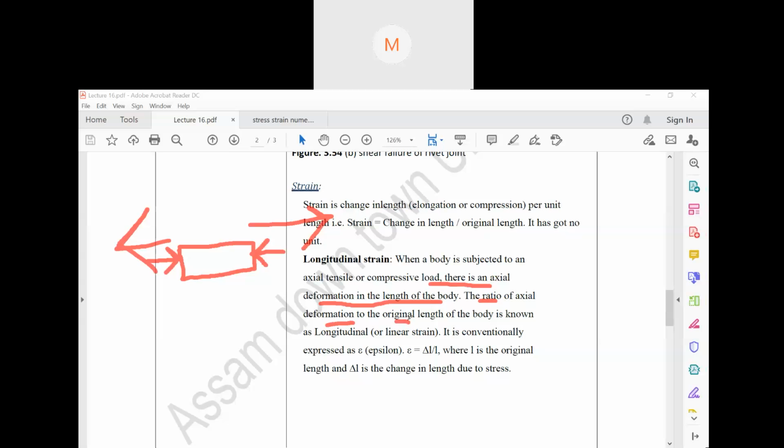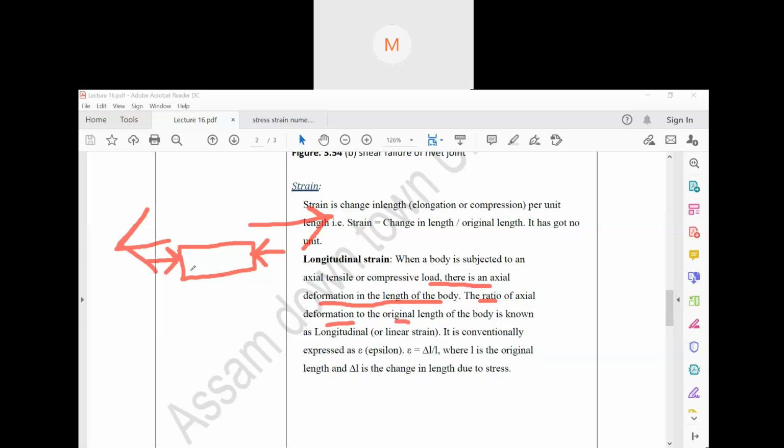Now, do you know what is axial deformation? Can anyone say what is axial deformation? Along the direction of force. Anyone else? What do you mean by axial deformation? No idea?